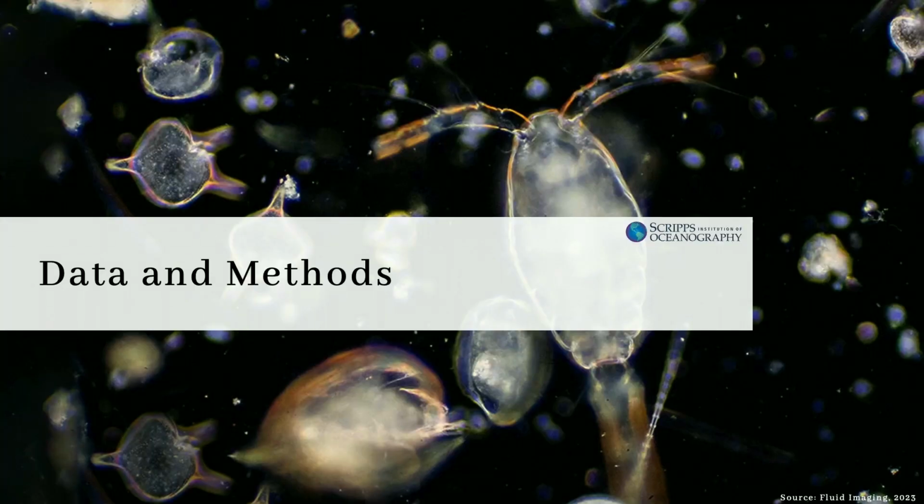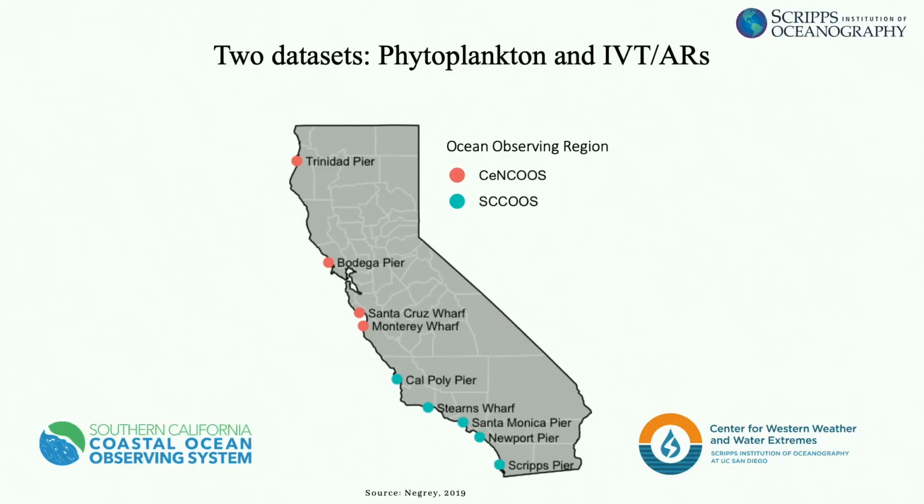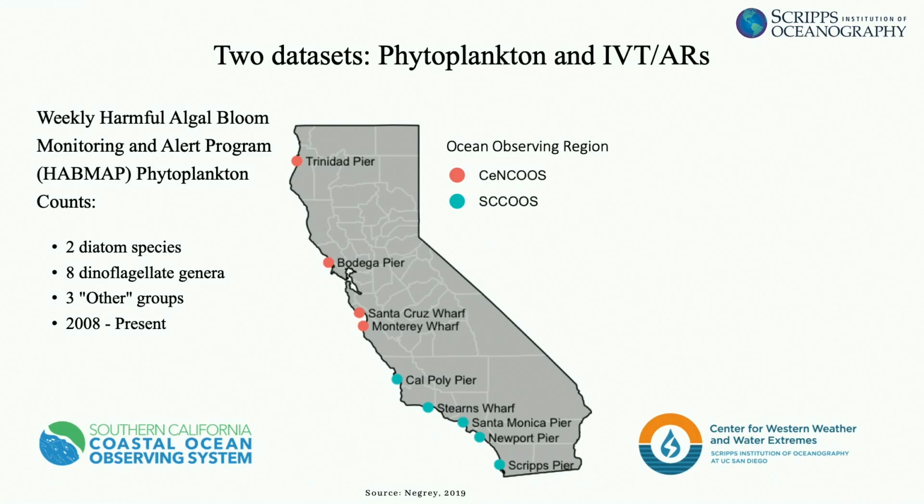So that leads me into my data and methods. For this study, I used two different data sets, one that contained phytoplankton abundances and one that contained IVT magnitude as well as a chronology of atmospheric rivers. The phytoplankton data set was collected by the Harmful Algal Bloom Monitoring and Alert Program, and this was collected weekly and contained 2 diatom species, 8 dinoflagellate genera, and 3 other groups. So there were 13 counts collected weekly in total. And most of these locations were collected from 2008 through present.